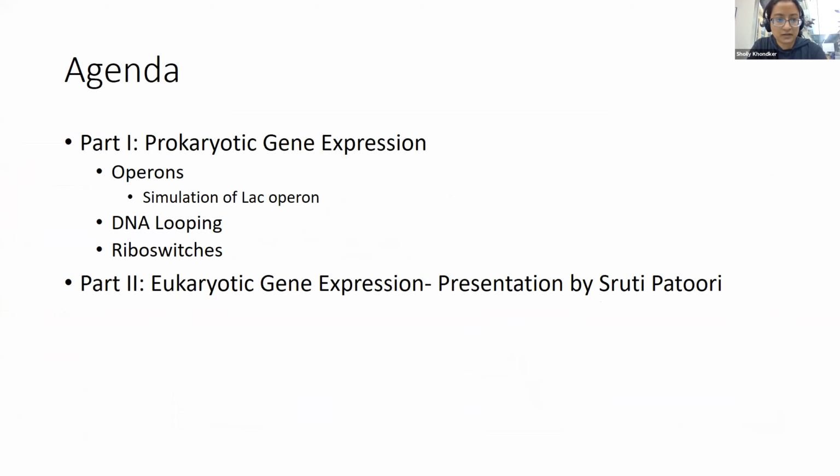Just a quick overview of what we're going to be doing. This is session 6, which is gene expression. I'm going to be starting the session with prokaryotic gene expression, so I'll be covering operons. We'll go through a simulation of the lac operon. We'll talk a little bit about DNA looping and riboswitches, and then we'll have a quick break, and then I'll hand it over to Shruti, who will be talking about eukaryotic gene expression and some techniques.